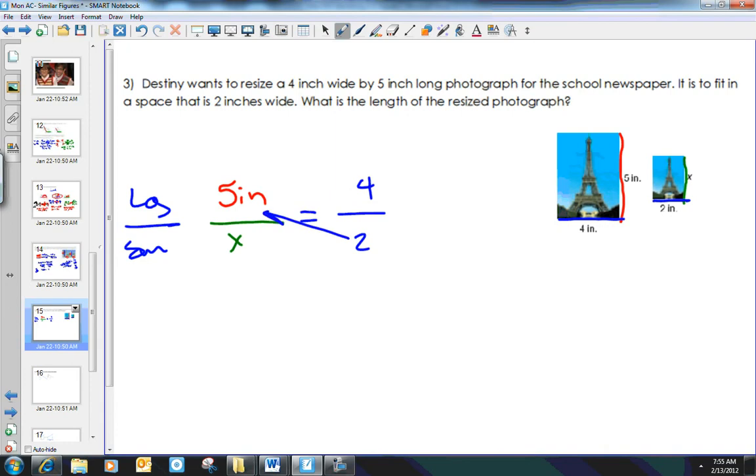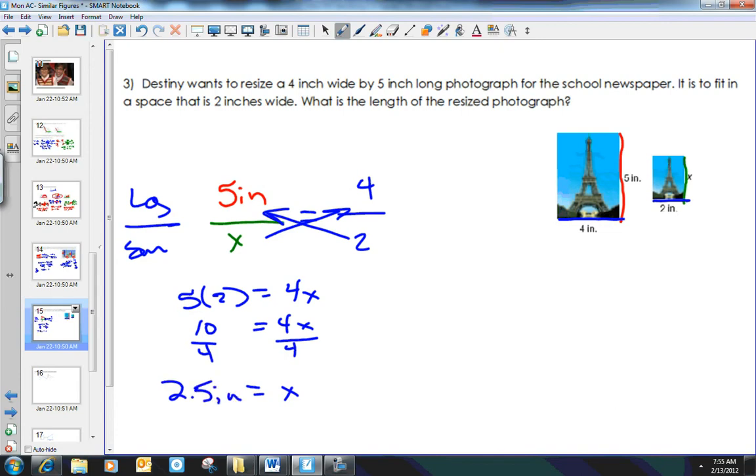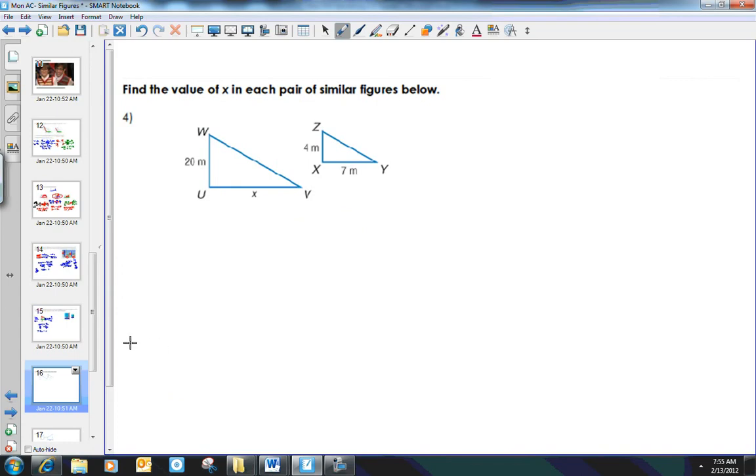Now, 5 times 2 will equal x times 4, and I'm going to write that 4x. The x should always come second. So I know that this is 10 equals 4 times something. To find out what that something is, I've got to divide by 4, and x ends up being 2.5 inches. Looking at another one, this one is given to us. The figures are similar. That information is already given to us, so find the value of x in each pair of similar figures below.